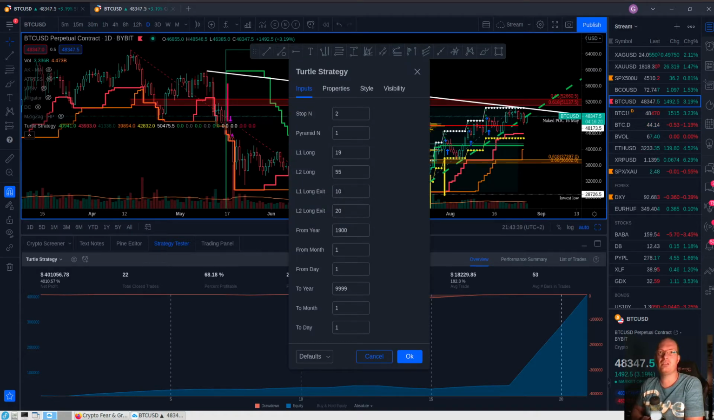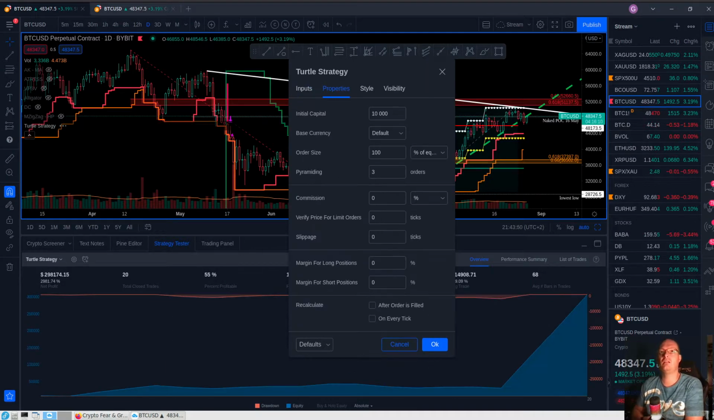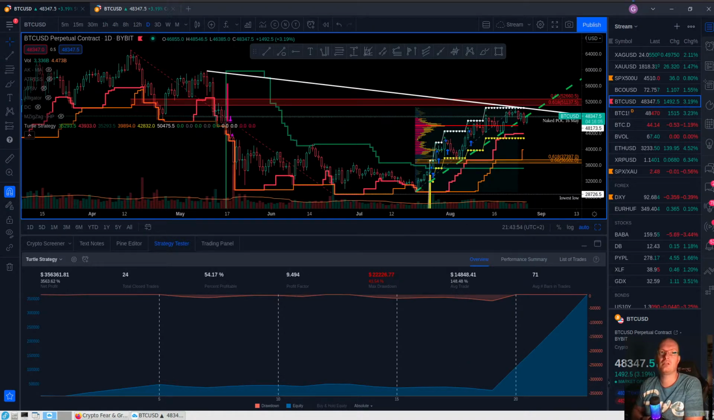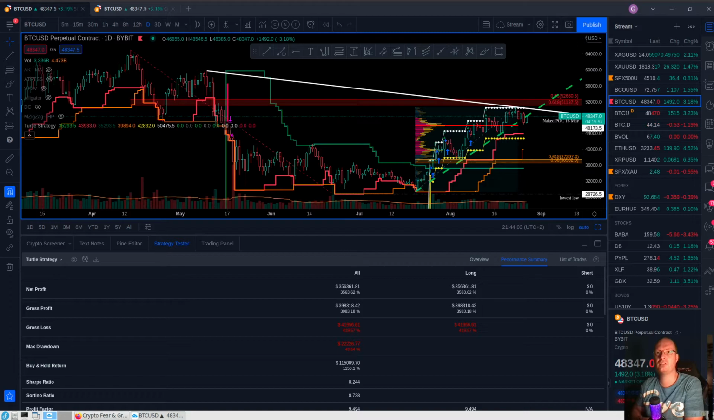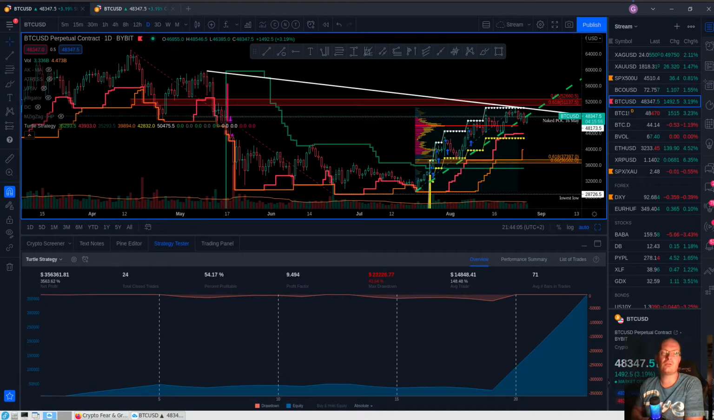Now, if we would go back to those amazing values, then we should go back to 19 here as well, and then pyramiding 4 times, and then so now we have 3,500. So it's a bit less.